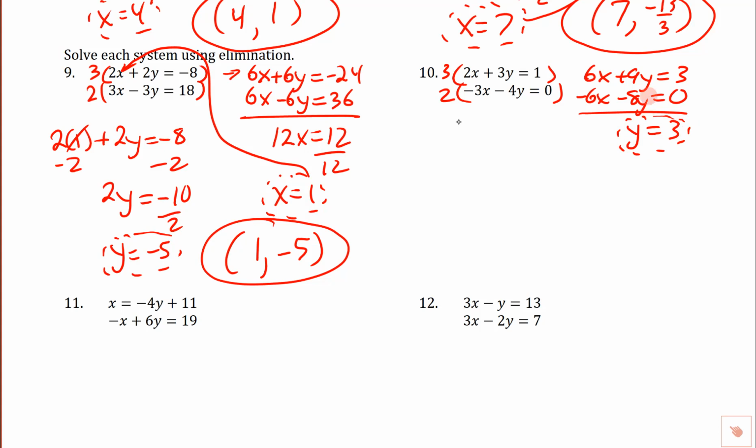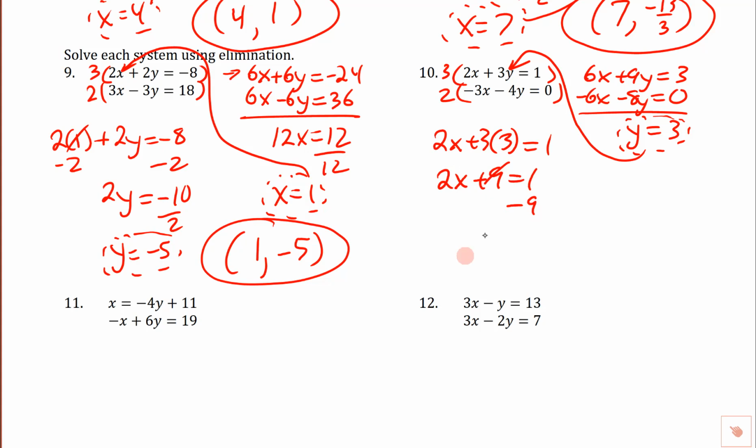And again, we can plug this anywhere we want. Equation 1, 2, 3, or 4. Any one of those is fine, but we're going to plug it into the one with the smallest number and the fewest number of negatives, so we're going to plug it in right there. So this is going to be 2x, 3 times what y is, 3, equals 1. So this is going to be 2x plus 9 equals 1. We're going to subtract the 9. 2x equals, let my computer catch up here, negative 8. And we're going to divide by 2, so we end up with x equals negative 4.